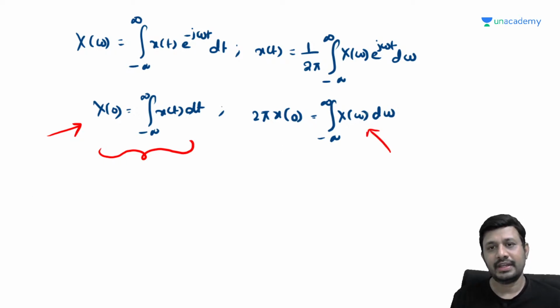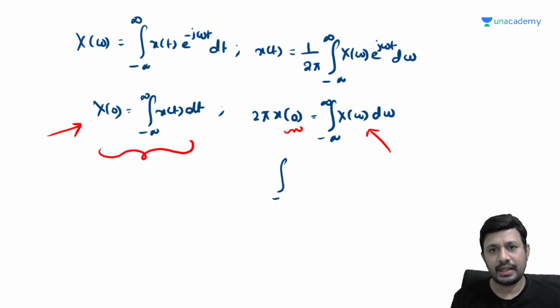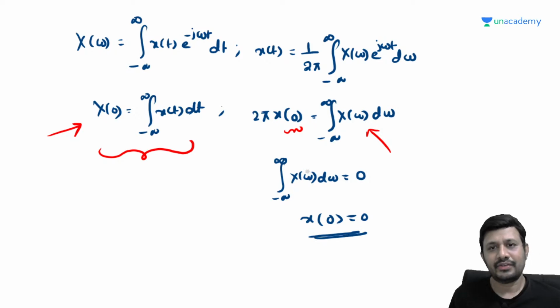From this, what will we say? Area in the frequency domain is the value at t equal to 0 in the time domain multiplied by 2 pi. In the f domain, we won't get the 2 pi. So look here: the integral from minus infinity to infinity of X of omega d omega, the area in the frequency domain, is 0, which means the corresponding x of 0 must be 0. If I apply the area property, the signal at 0 must be 0. At the instant 0 it must be 0. Then only the area will be 0.